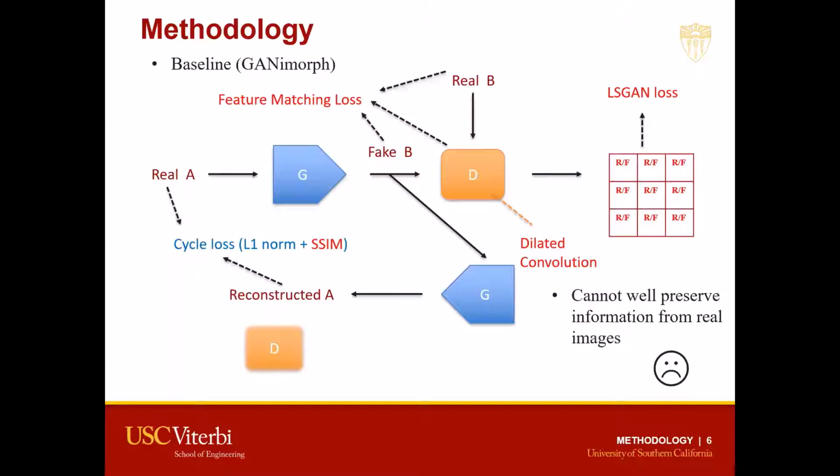Two important loss functions are added onto this model, the feature matching loss and the SSIM loss. The SSIM loss is used to preserve the structure of the reconstructed image, and the feature matching loss is used to force the generated image and real image from the same domain to have close features extracted from the discriminator. However, we can see that no loss function is added to regularize the real image and the generated image in this model. So, this model cannot well preserve the object information from the real image.